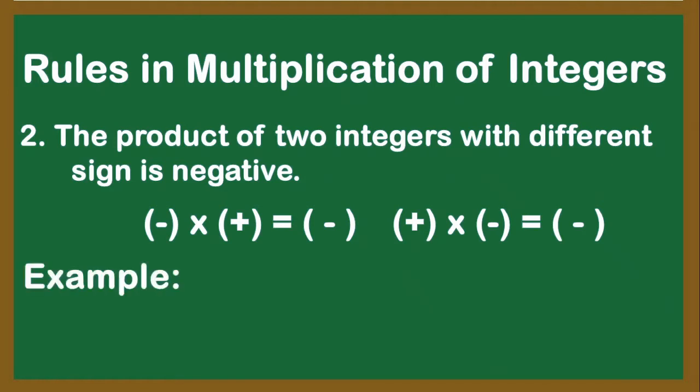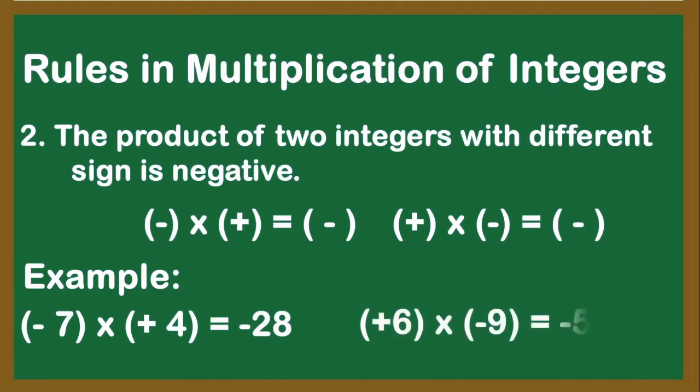Now let us have examples. Negative 7 times positive 4 equals negative 28. Positive 6 times negative 9 equals negative 54.